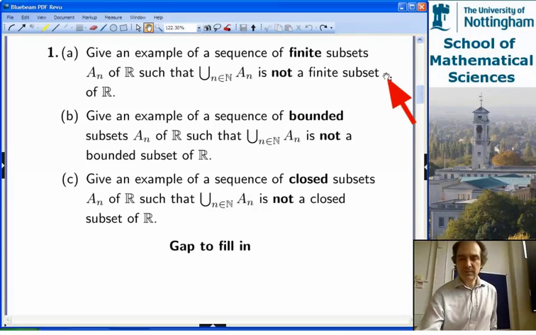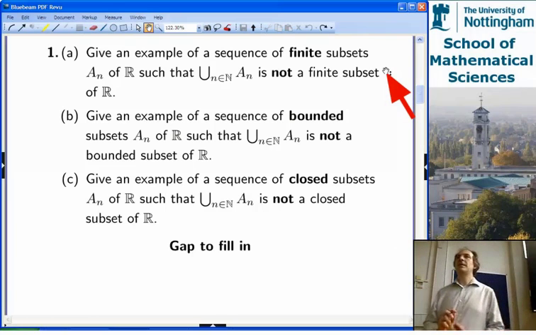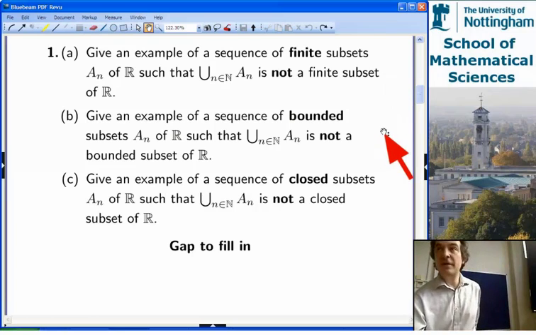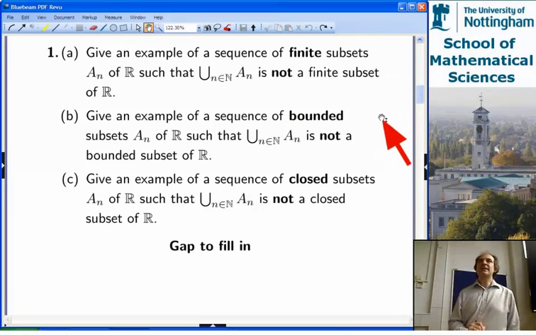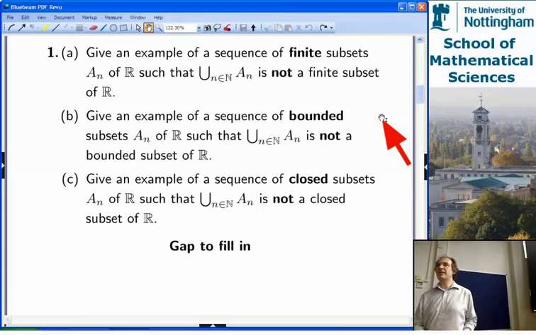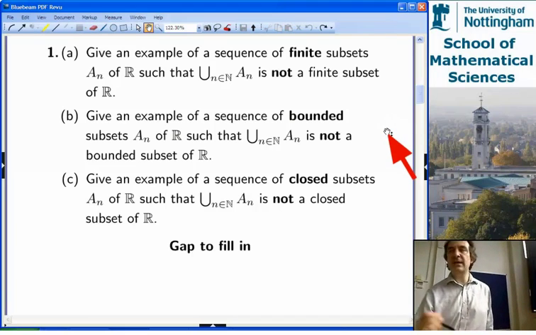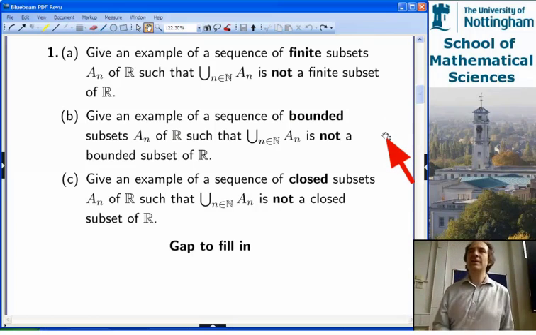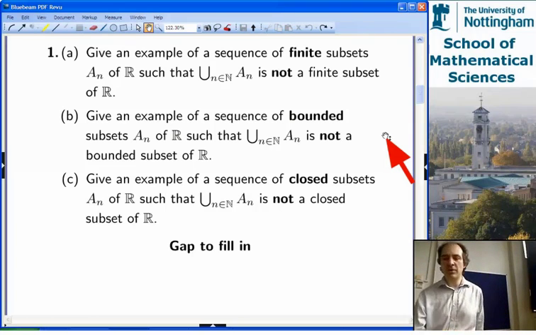So the first one, you're going to have to think of some finite sets, but by the time you put them together, you've got an infinite set, infinitely many points. For the second set, that's not enough, though you may well find an example that works for both. You may want to look for examples that work for one but not for another, or another example that works for both A and B at the same time, just so that you can make sure you know the difference between finite and bounded. So for the bounded one, you've got to find some bounded sets, a sequence of them, and by the time you take their union, what you now have is not bounded anymore.